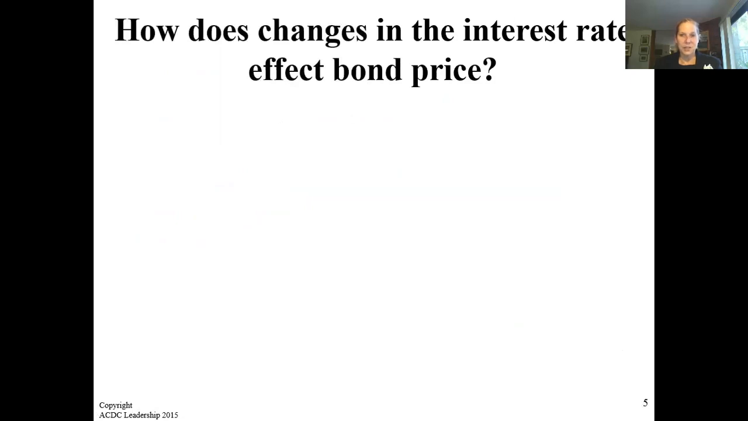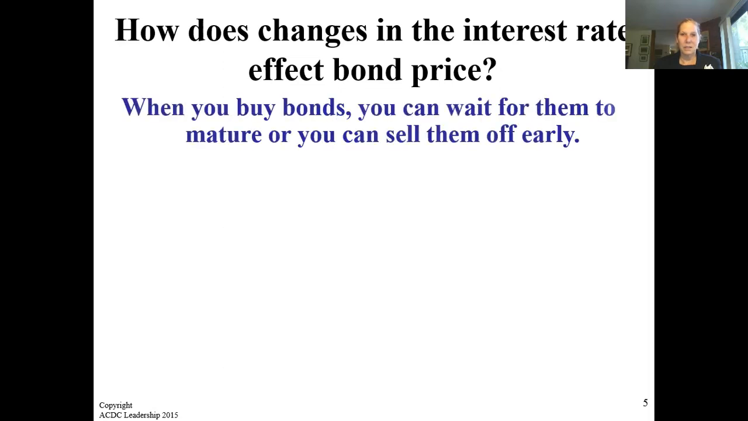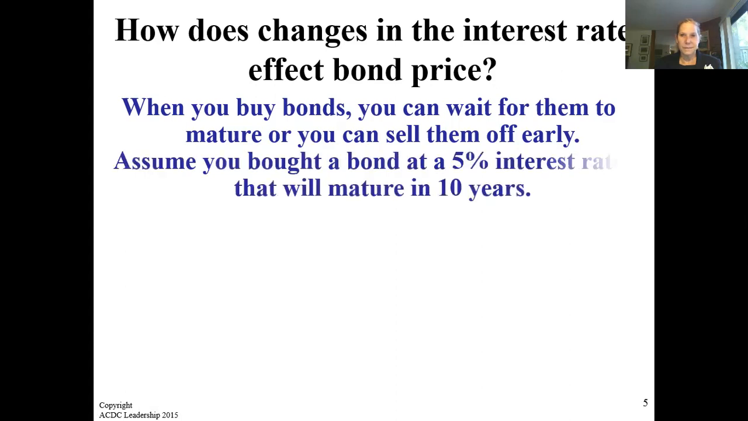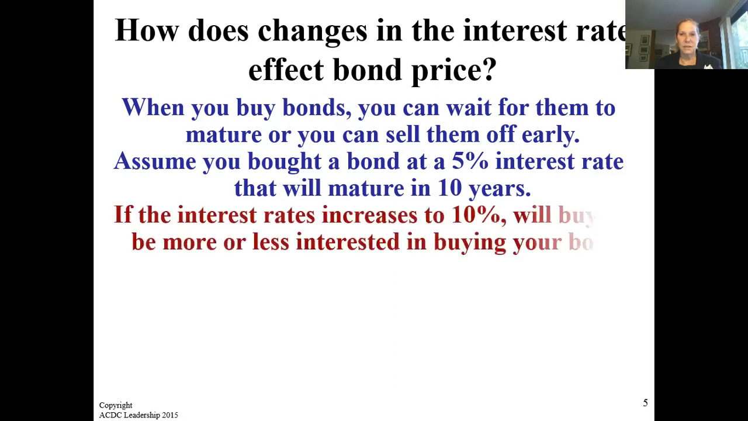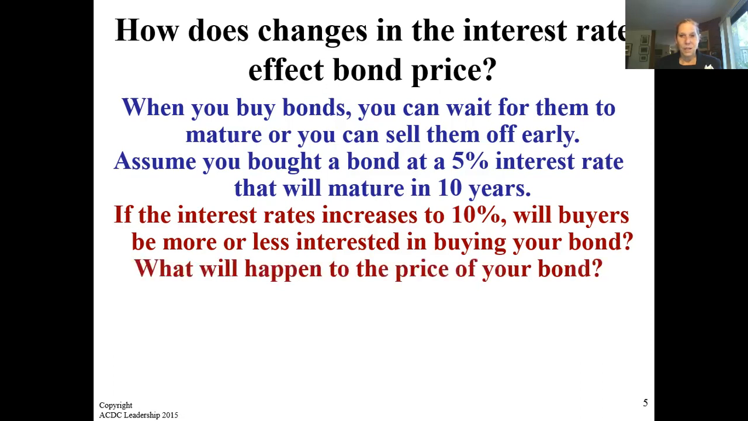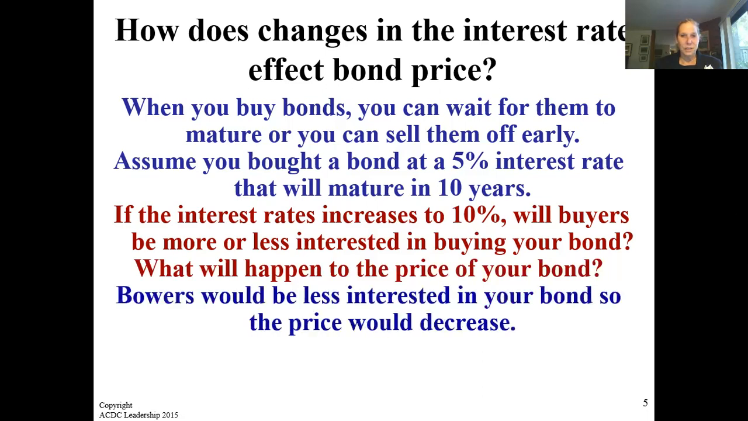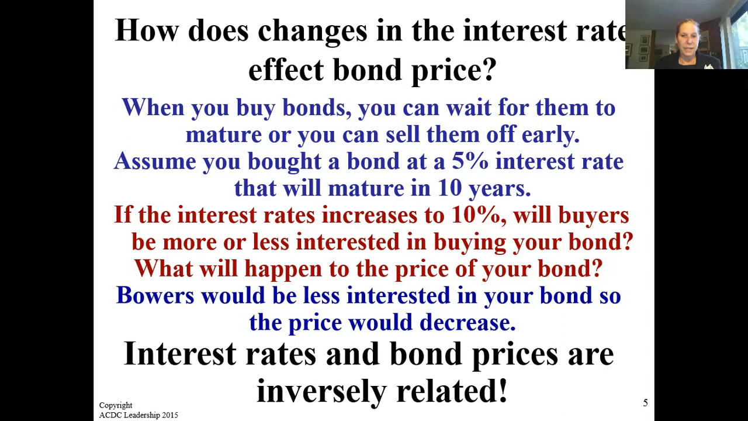How do changes in the interest rate affect the bond price? When you buy bonds, you can wait for them to mature or you can sell them early. Assume you bought a bond at 5% interest rate that will mature in 10 years. If the interest rates increase to 10%, will buyers be more or less interested in buying your bond? Probably not. What will happen to the price of your bond? Buyers would be less interested in buying your bond, so the price would decrease. Interest rates and bond prices are inversely related.